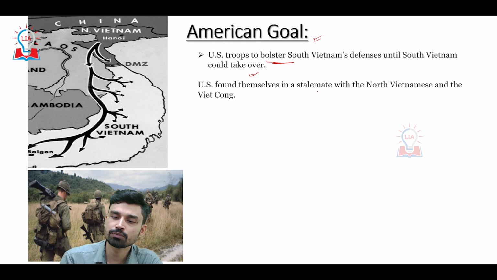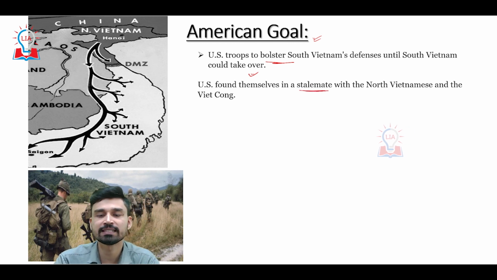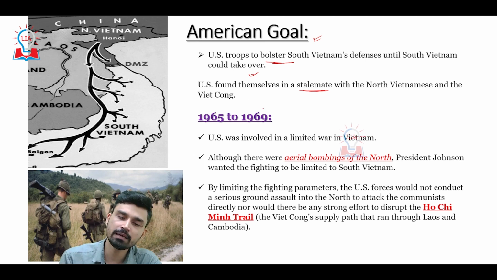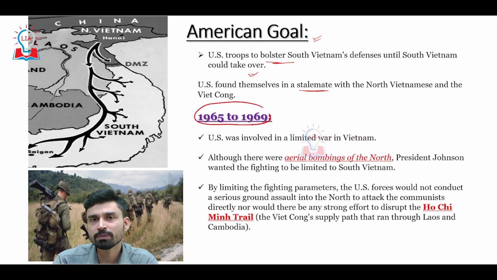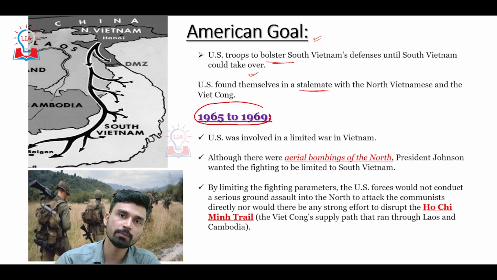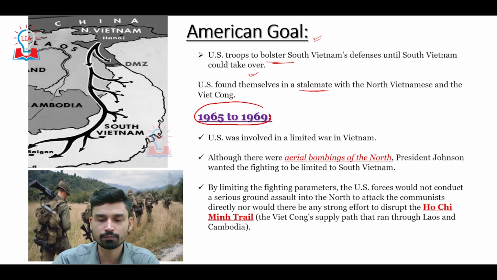However, US forces soon found themselves in a stalemate with the North Vietnamese and the Viet Cong, and we can say that between 1965 and 1969, the US was basically involved in a limited war with Vietnam. Though regular aerial bombings were done in the north, President Johnson wanted the fighting to be limited to South Vietnam. He did not want the American troops, American forces, to go into the territory of North Vietnam.